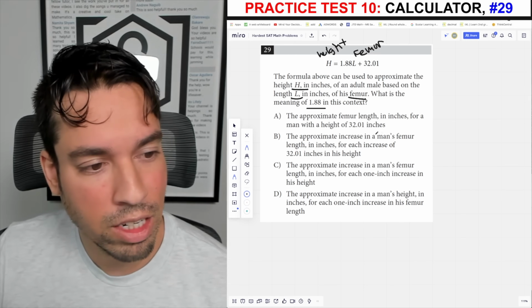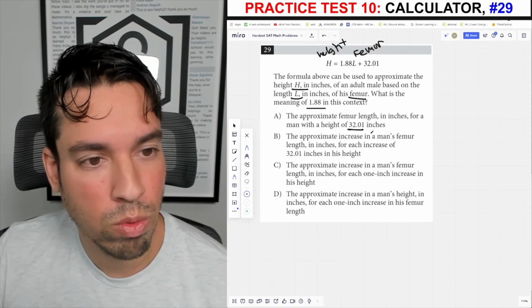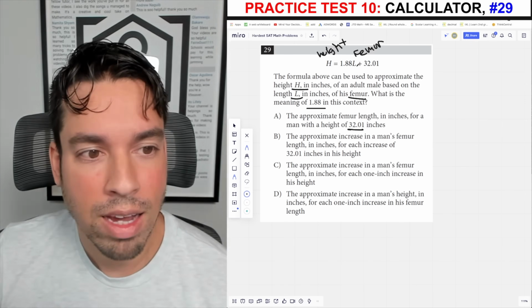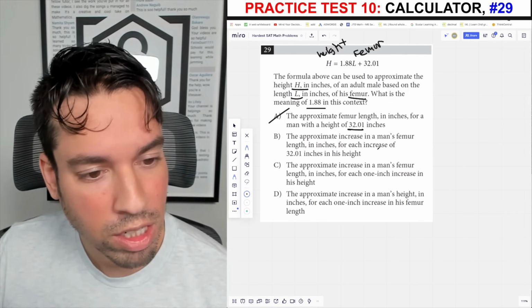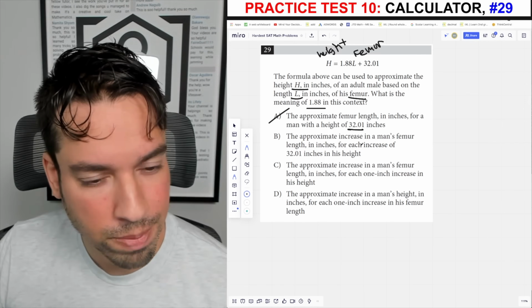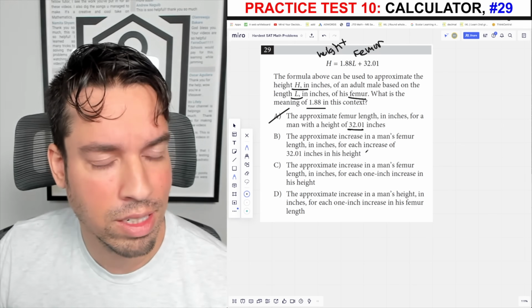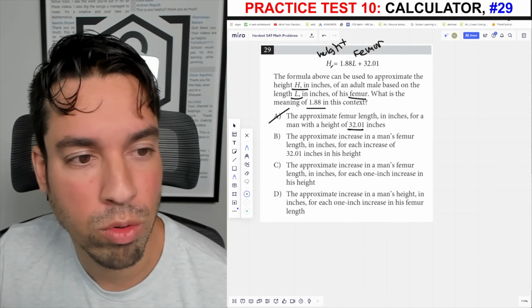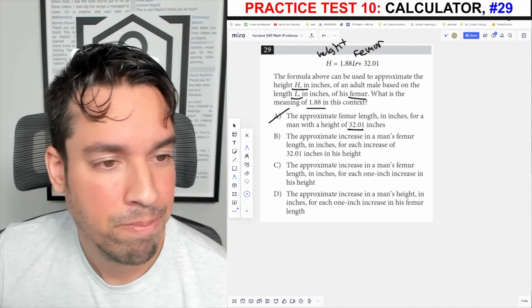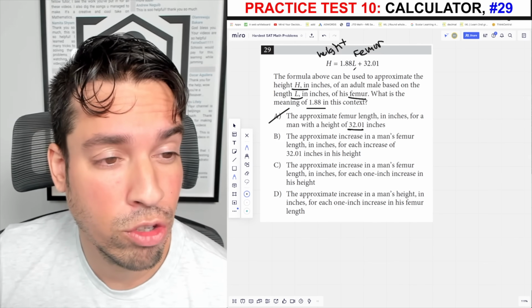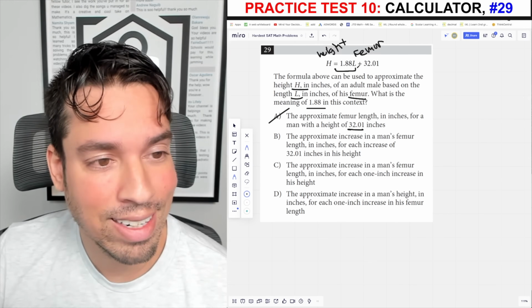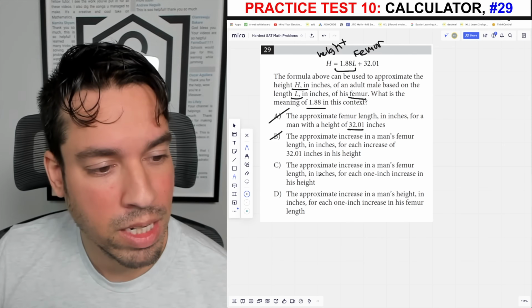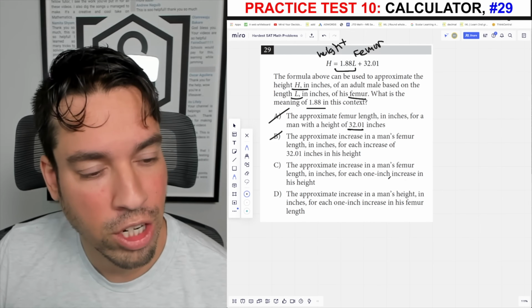The approximate femur length in inches for a man with a height of 32.01. I know that's not true, because if I plug in 32.01 into height, L would have to equal 0. So this is out. The approximate increase in a man's femur length in inches for each increase of 32.01 inches in his height. I can immediately disprove that by plugging in 32.01 and then 64.02, because at 32.01 it would be 0, and then to get to 64.02 this would have to be a lot larger. It would have to be closer to like 17 or 18. This is out.